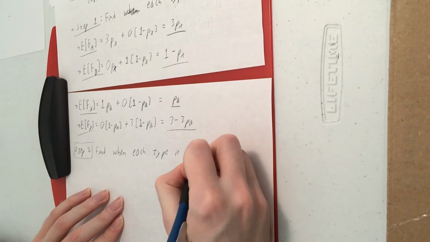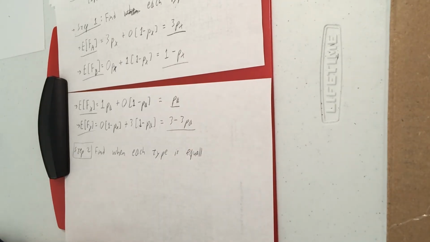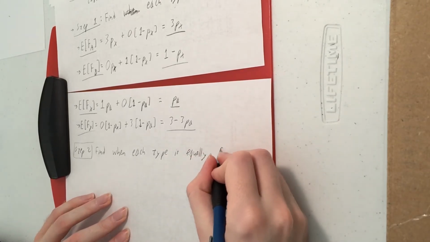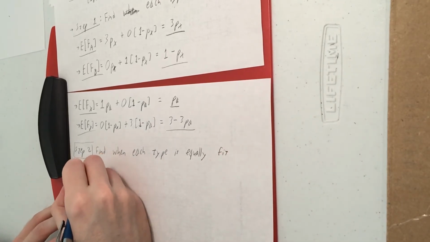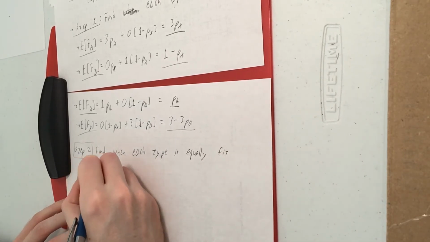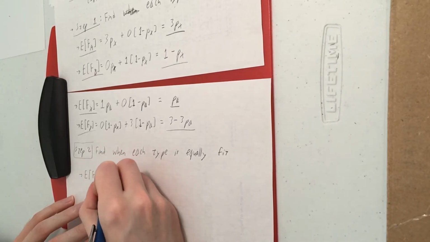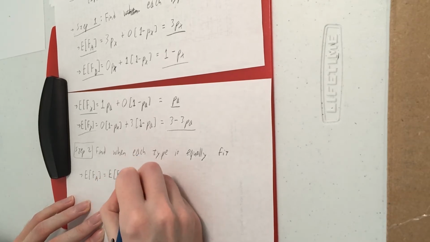So again, we already know what some of the equilibria look like. There's an equilibria with all A types, all X types, all B types, all X types, etc. But there's also that mixed equilibria, the polymorphism, that they find as well. So we gotta find when is E of FA equal to E of FB. So when are the A types and B types equally fit?